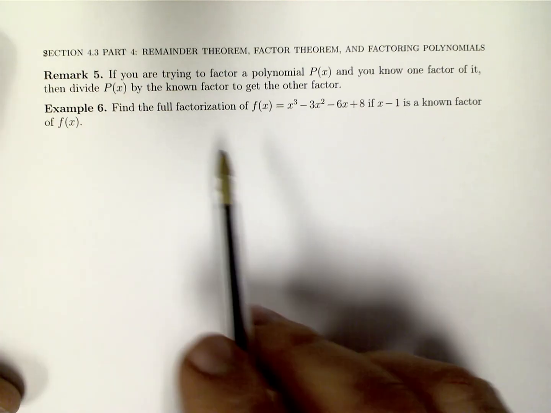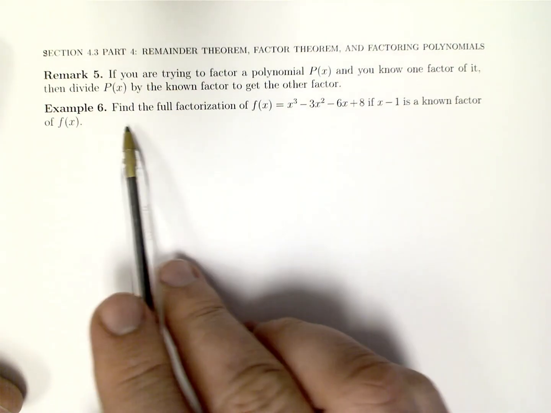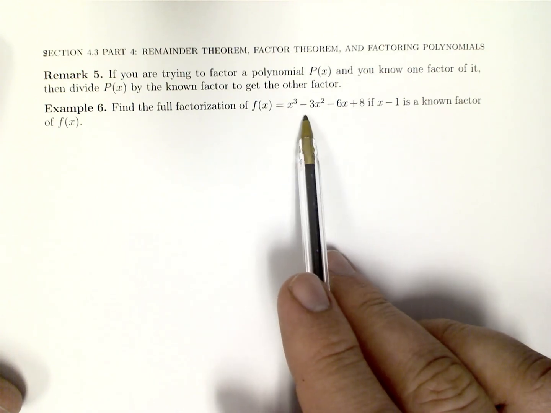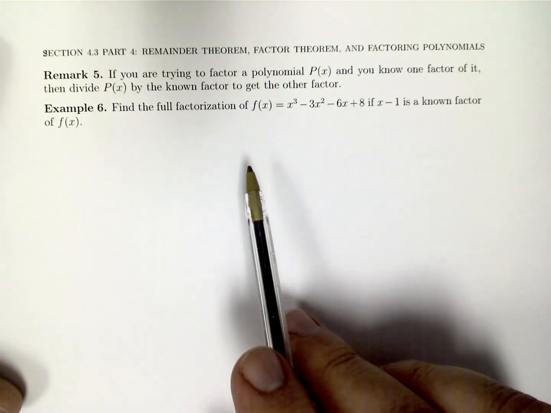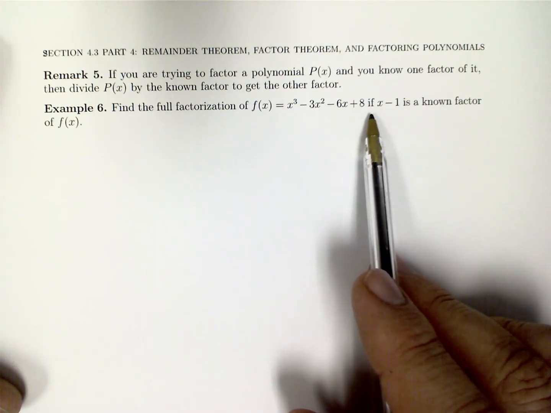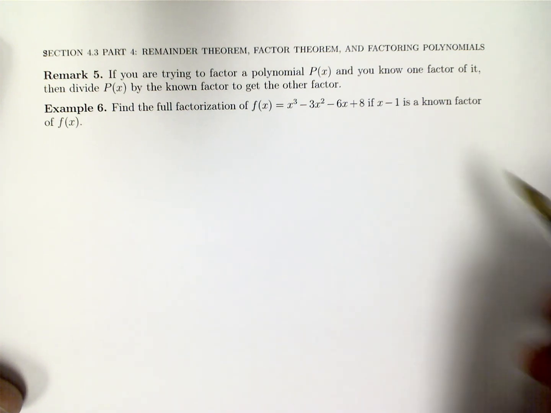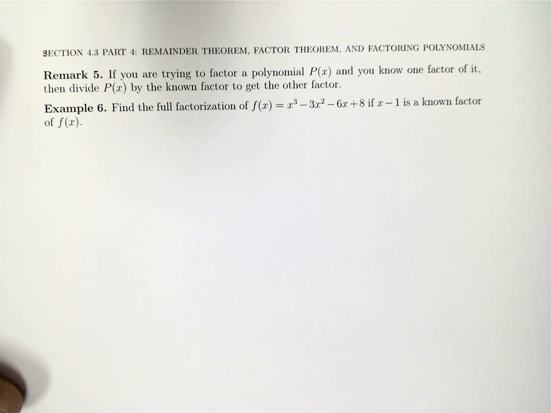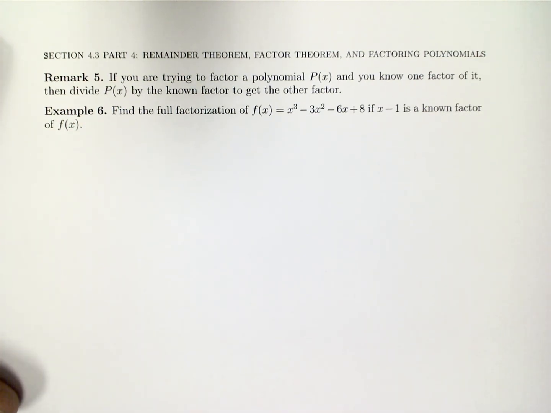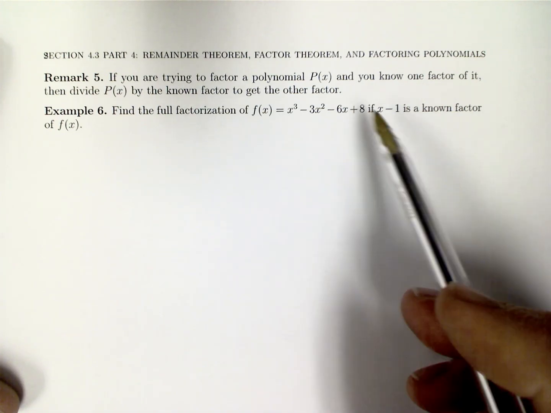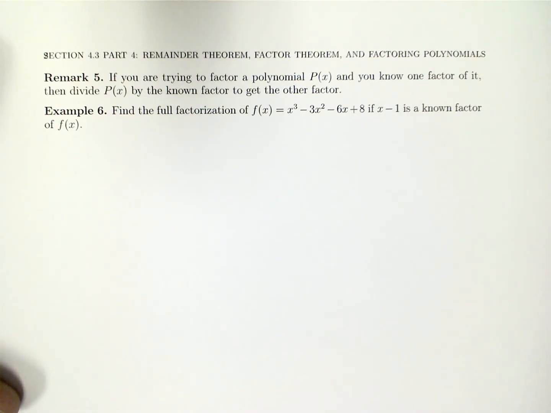So let's take a look at this example. If we have f of x equals x cubed minus 3x squared minus 6x plus 8, and we know x minus 1 is a factor of f of x, so we already know one factor. That's the limitation that we have so far in this section. We have to know what one of the factors is, which we could guess by using the factor theorem, but still that requires some guessing.